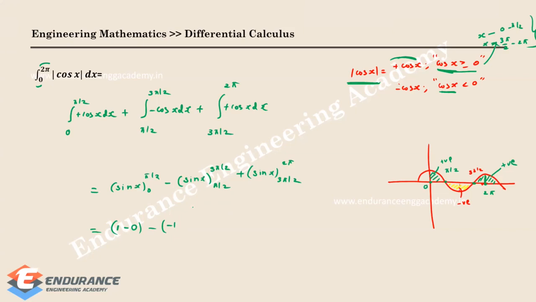Sir, sine pi by 2 is 1. Sir, minus 1 comes at that place. Yeah, I know that. Are you sure about sine 3 pi by 2? Sir, minus 1. Yeah, one second.